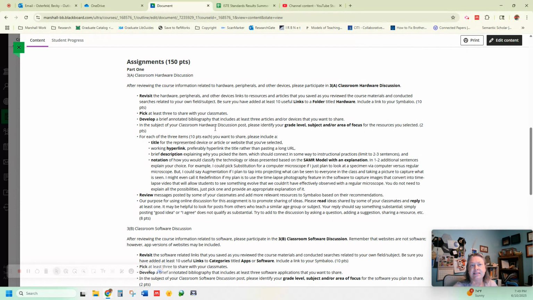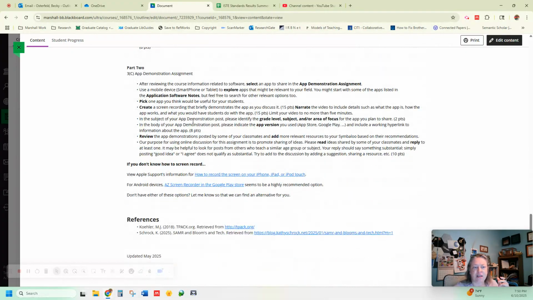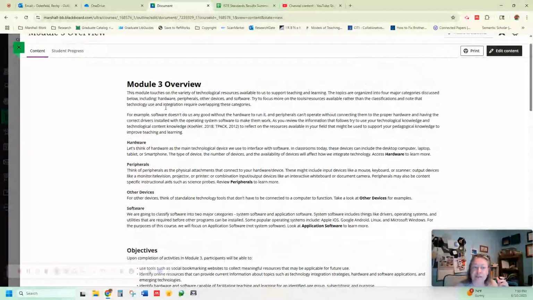In both cases, in hardware and software, we're going to be looking at the SAMR model as we review these. So remember, the SAMR model is how does technology substitute in the lesson? How does it augment the lesson? How does it modify the lesson? Or how does it redefine? So it might be helpful if you keep that SAMR model graphic up in front of you as you respond to these. That is all you have to do in this first half of the module.